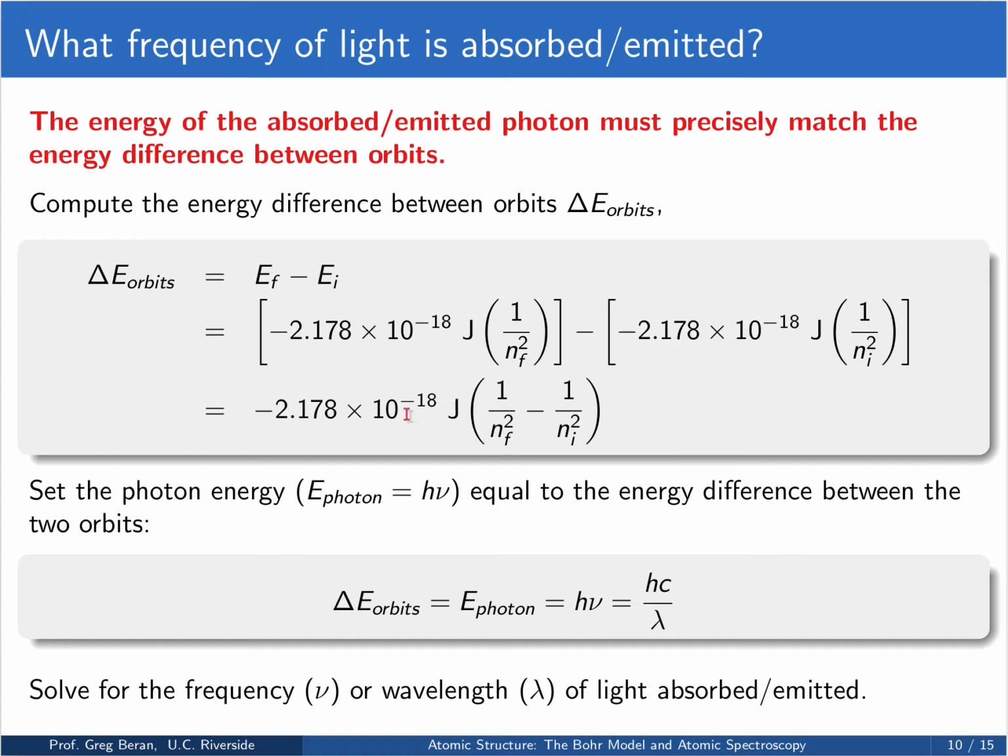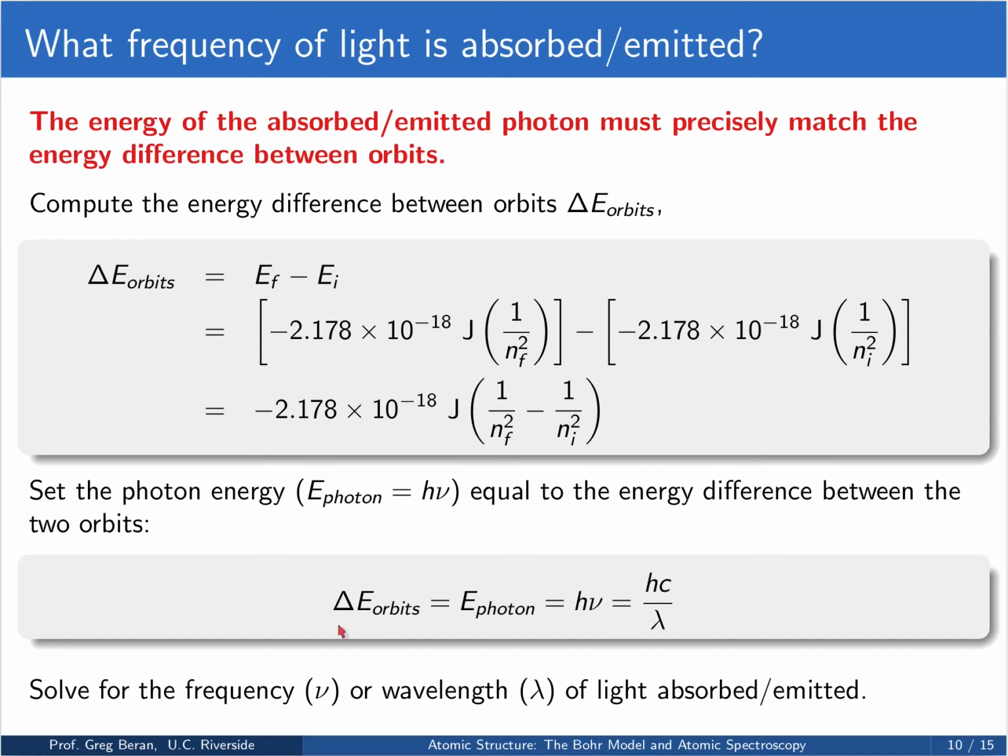Alternatively, you can do like we've done in the earlier slides, where you just calculate the energy of each orbit separately and then go ahead and take the energy difference. It doesn't really matter how you do it. Once you know the energy difference between the orbits, then we can figure out what must the energy of the photon be that matches that. And so the energy of the photon has to be exactly the same, and the energy of the photon in terms of frequency is given by E photon is equal to h nu.